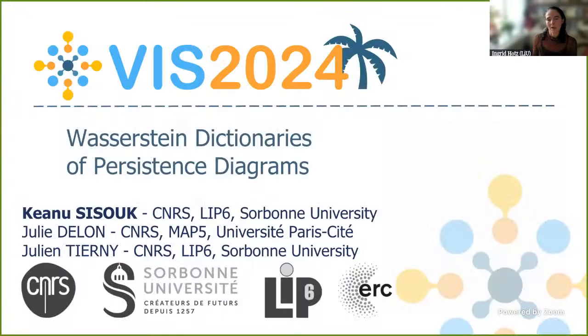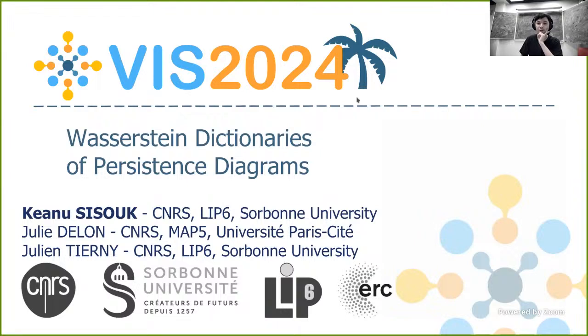I'm sorry, I think we switched order, so it should be me that should be presenting right now, not Mathieu. In my plan, it's still the other way around. Okay, then we are going to what I have as the next talk. It's a talk by Keanu Sisouk, and he will talk about also something with Wasserstein dictionaries of persistence diagrams. Sorry for mixing this up, and go ahead.